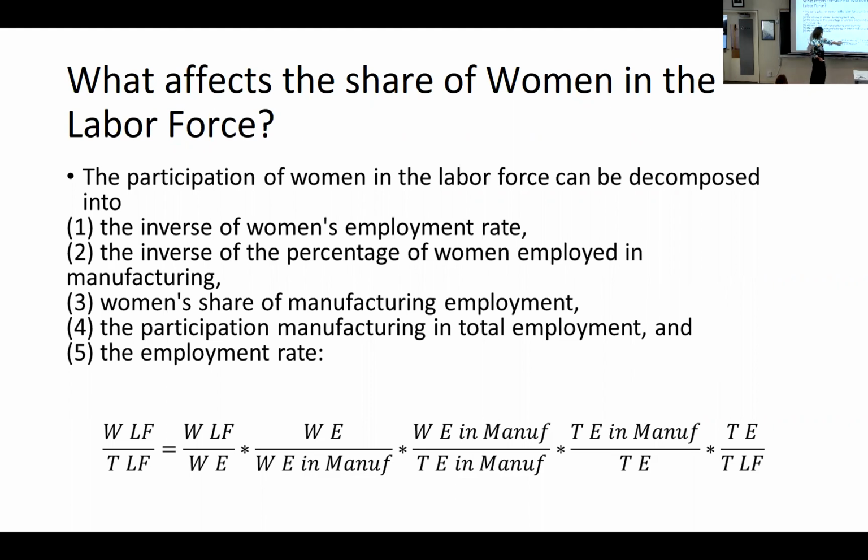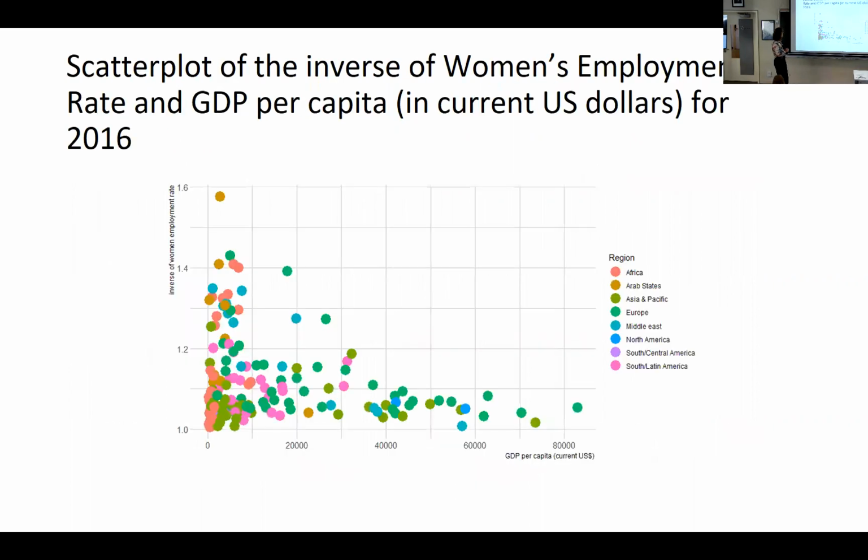The third one is the one that I think is more important for our story, which is: out of total employment in manufacturing, how many are women? Then the size of the manufacturing sector in terms of employment, and then finally just the employment rate, to close the decomposition, okay? So let's look at the first one here, the inverse of women's employment.